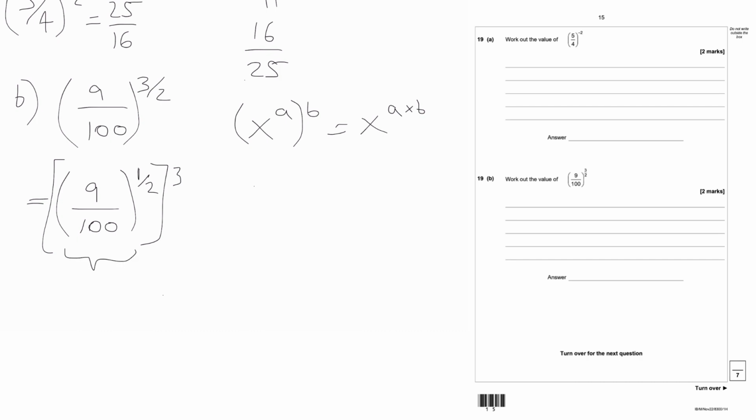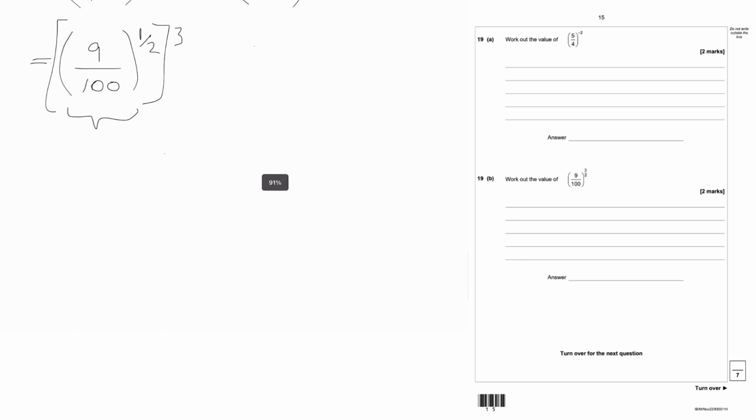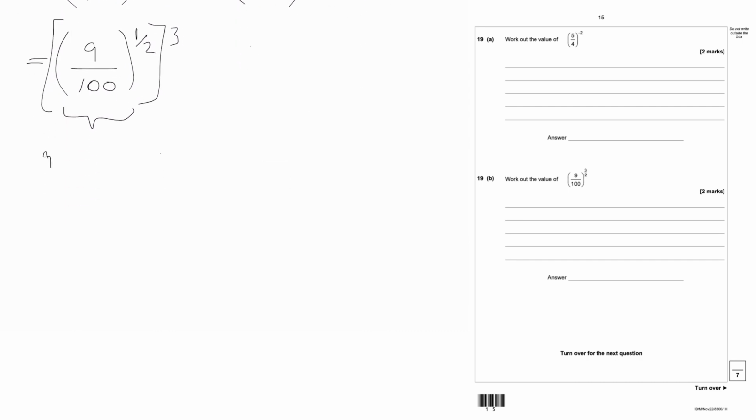So if I look at this 9 over 100 to the power of a half and simplify this first, well, what this means is I just apply a power of a half to each part of that fraction. So this is 9 to the power of a half over 100 to the power of a half. And something to the power of a half is just the square root. So we have the square root of 9 over the square root of 100. This is, of course, equal to 3 over 10.